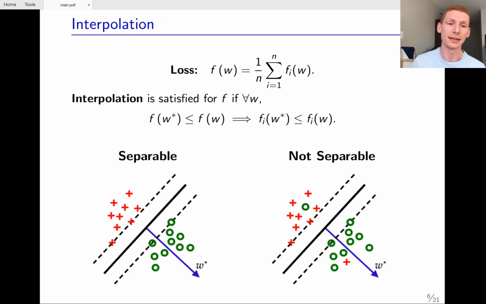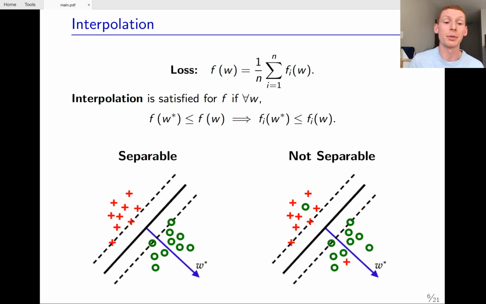We can formalize this using the notion of interpolation. So if our loss function is a finite sum function, meaning it's just the sum of a bunch of individual loss functions associated with the training points in our dataset, as is common for machine learning tasks, then we say that this problem satisfies interpolation if the global minimizer for our overall loss function is also a global minimizer for each of our individual loss functions.